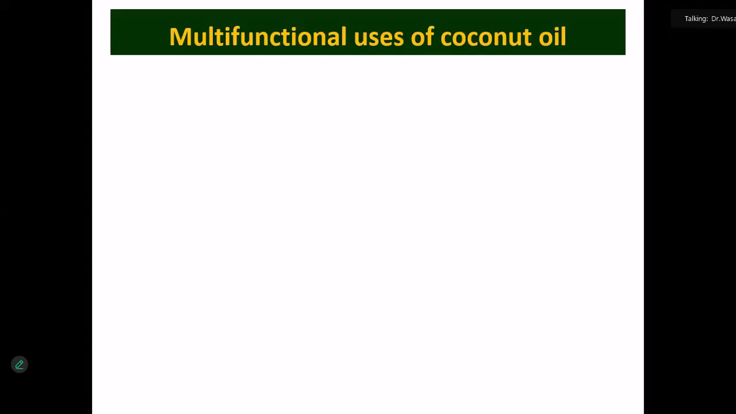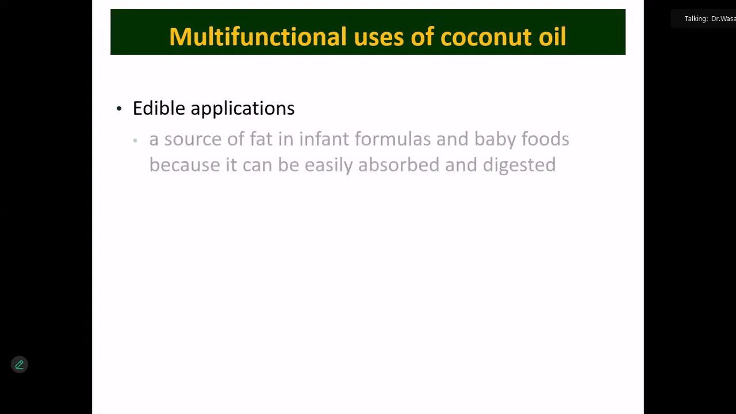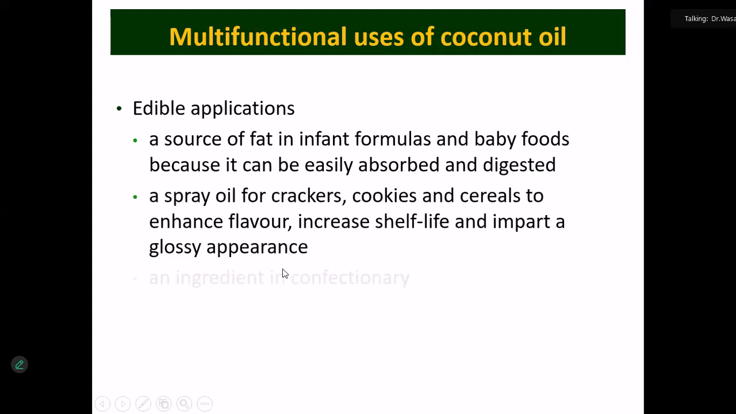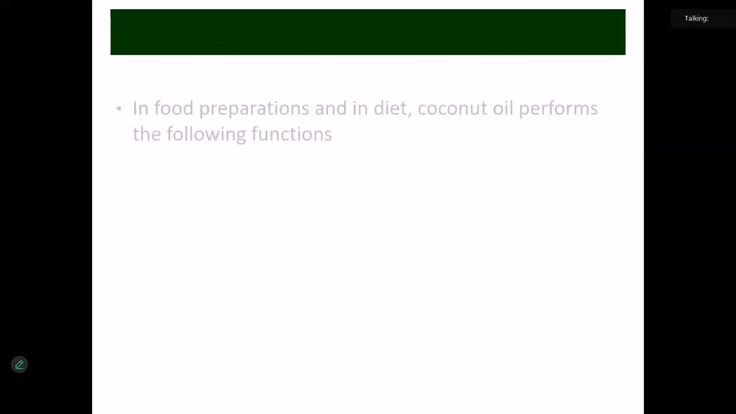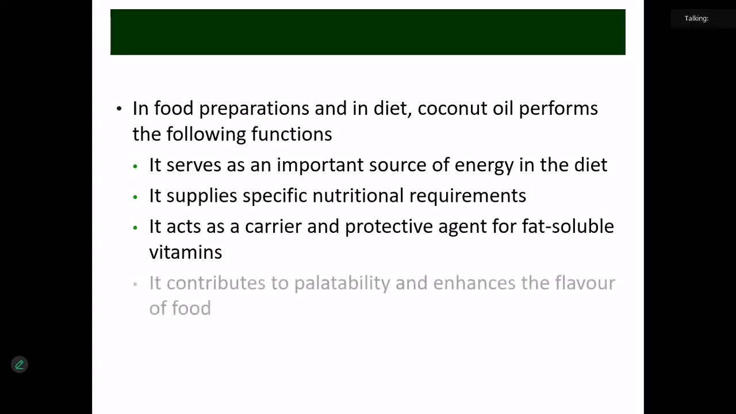Multifunctional uses of coconut oil. Multifunctional means more than one function, so many uses. Edible applications, no need to explain again and again. Edible means we are using coconut oil as a food softening and frying agent. Source of fat, infant formula, easily absorbed, and so on. Crackers, cookies, and so on. Oil is a good dietary source. It has some nutrition.